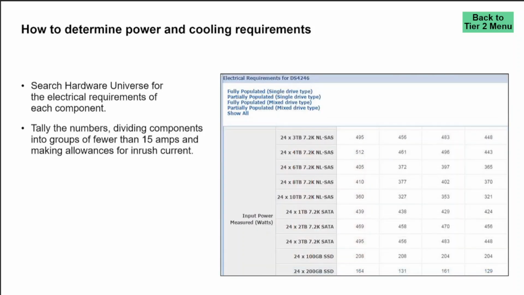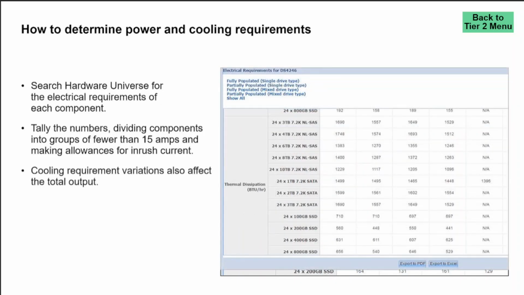Hardware Universe also provides power requirements in watts. Data center managers are interested in the heat output in British thermal units or BTUs so that they can direct airflow appropriately. These numbers vary by input voltage and drive type and are also available on Hardware Universe.